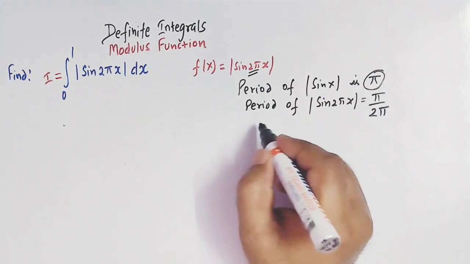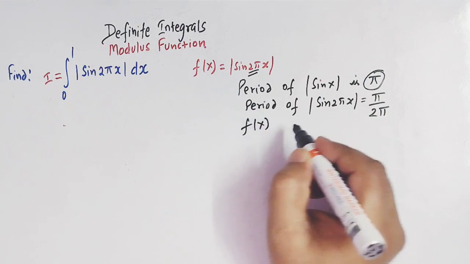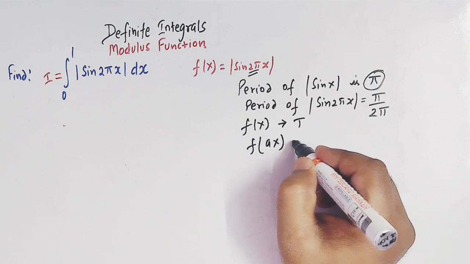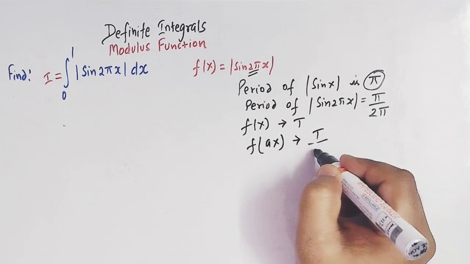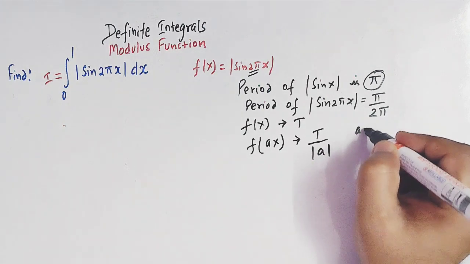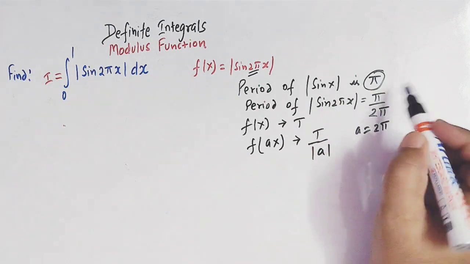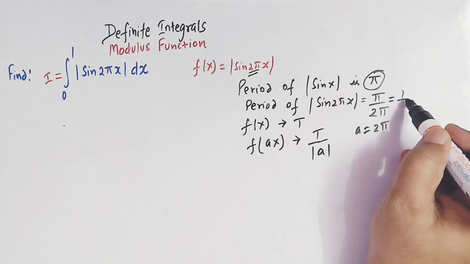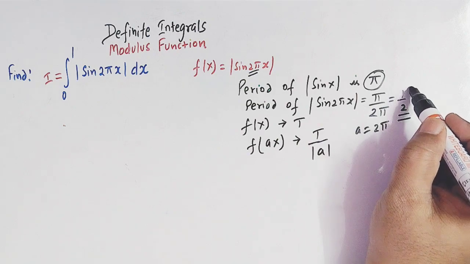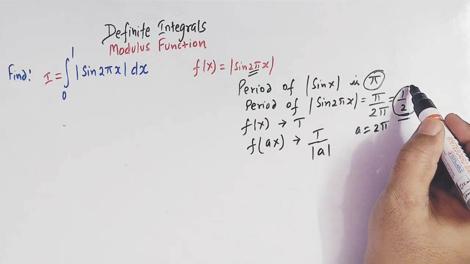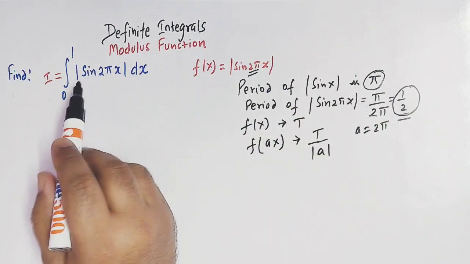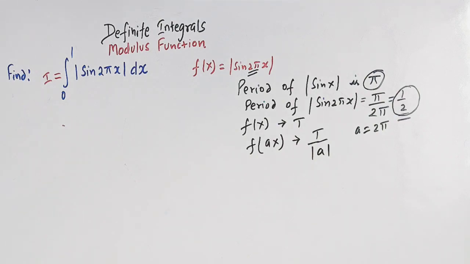Because we know that if the period of a function f of x is t, then the period of the function f of ax is given by t divided by mod of a, right? So here a is 2 pi, right? And pi over 2 pi is equal to half, right? So the period of mod sine 2 pi x is half, and we'll utilize this concept of periodicity of mod sine 2 pi x to evaluate this integral.